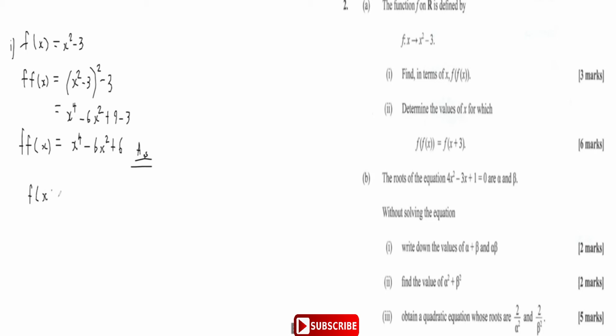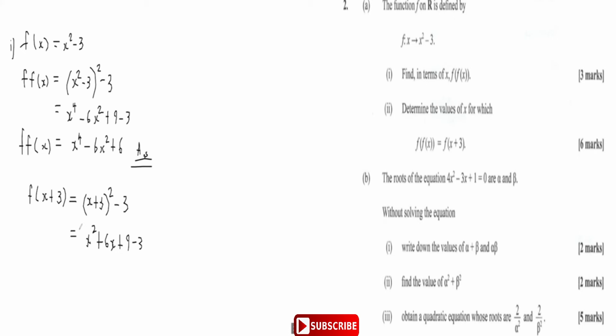To find f of x plus 3, you replace x with x plus 3. So replacing x with x plus 3, we're going to get x plus 3 all squared, and subtract 3. All right, now let's work this out. X plus 3 all squared, subtracting 3, is the first term squared, plus twice the product of the two, which is plus 6x, plus the second term squared, which is plus 9, minus 3.